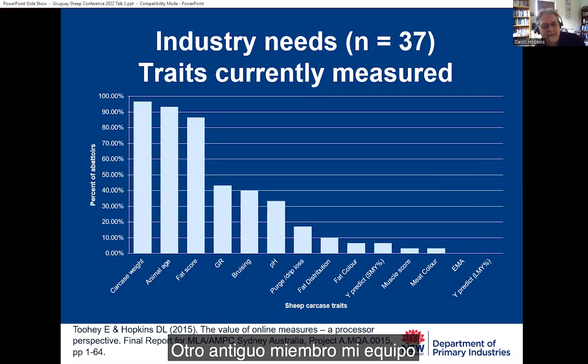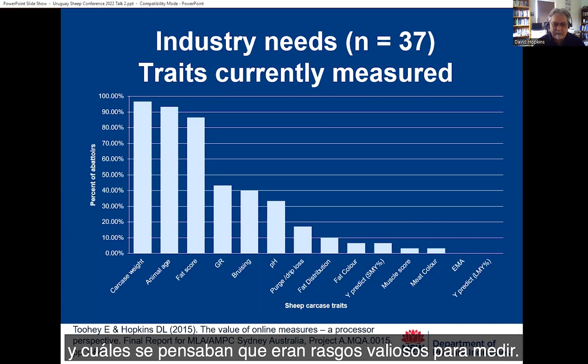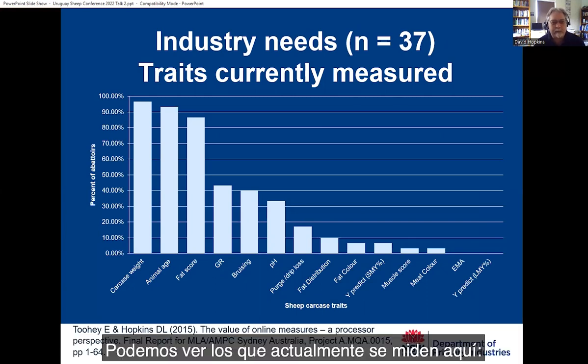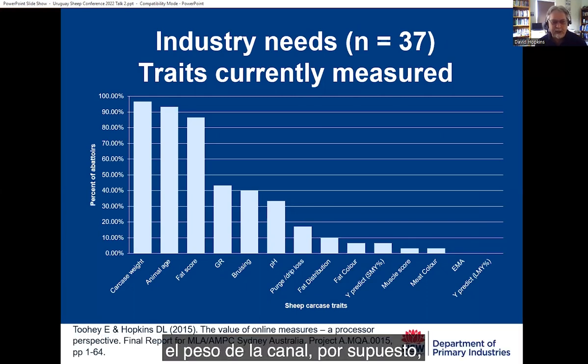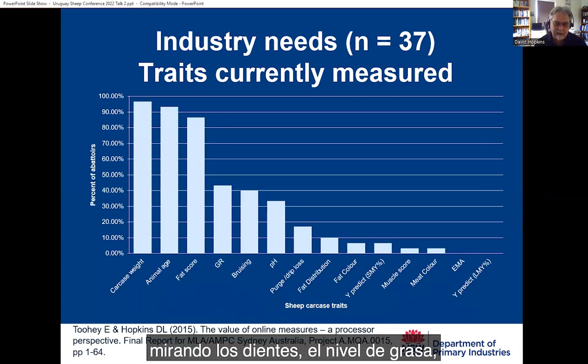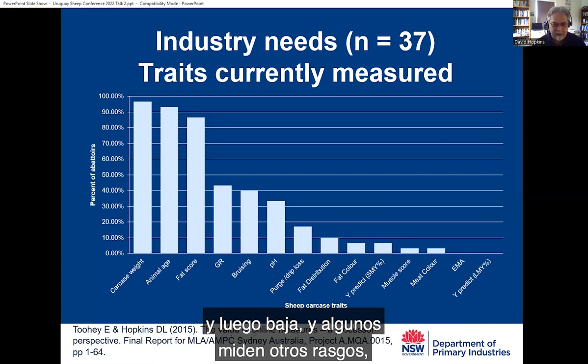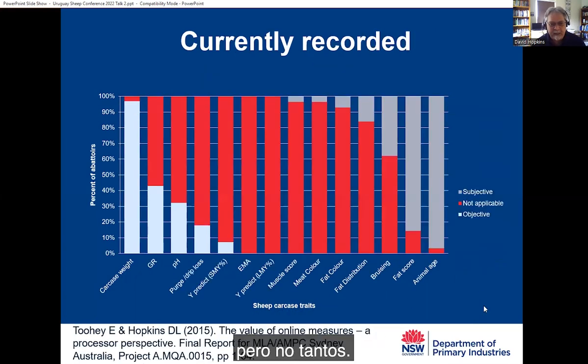Now, one of my other former staff members also did some work sort of around 2014, 15, to actually look at industry and what did they think were valuable traits to measure. And we can see the ones they currently measure here: carcass weight, of course, animal age, in Australia that's measured by dentition, looking at the teeth, fat score, and 40% or so measure GR. And then it goes down, and there's a few that measure some of these other traits, but not that many.